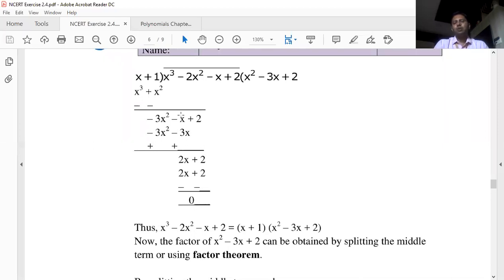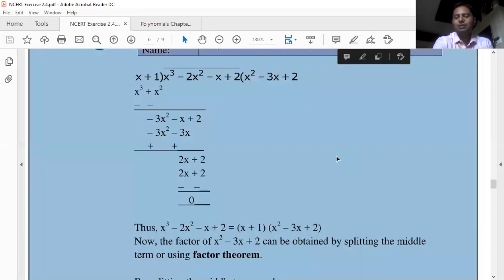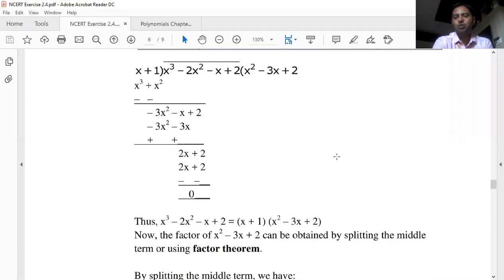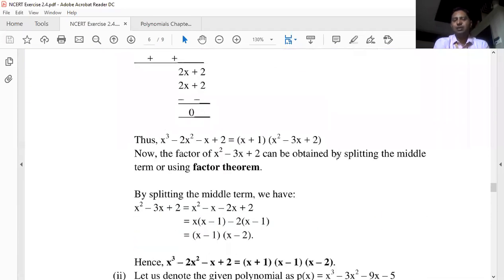Now, x square minus 3x plus 2 is a quadratic polynomial, so we can find its factors using middle term splitting, as we did in the previous question. Considering this x square minus 3x plus 2, we'll get the factors as x minus 1 and x minus 2.